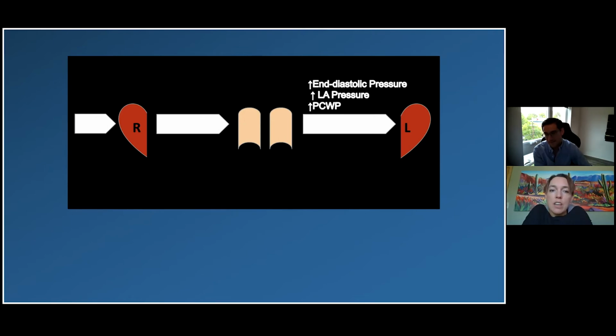And what I've done here is I've separated the left and right sides of the heart and put the lungs in between. The pathophysiologic process is that with left ventricular dysfunction, whether this is from heart failure with preserved ejection fraction or reduced ejection fraction, you get an increased left ventricular end-diastolic pressure, which is then transmitted to the left atrium, which is measured then by an elevated pulmonary capillary wedge pressure. And that pressure is seen in the lungs.